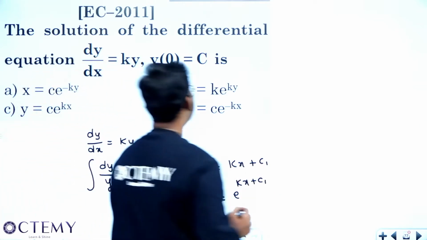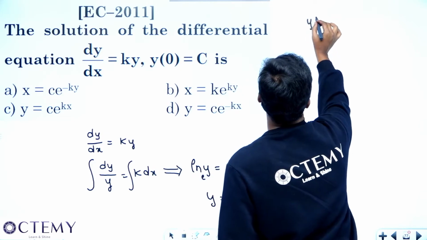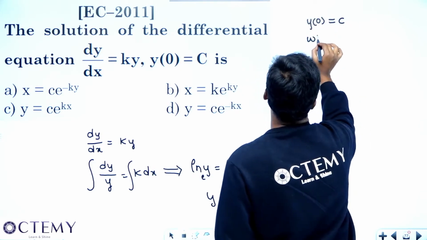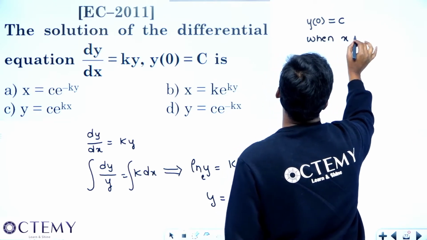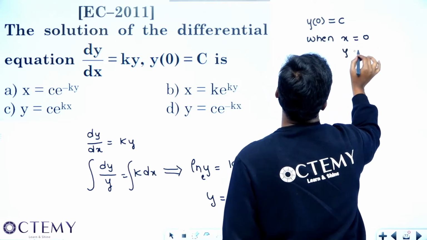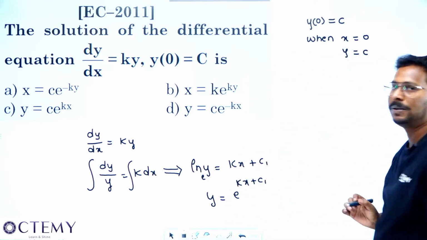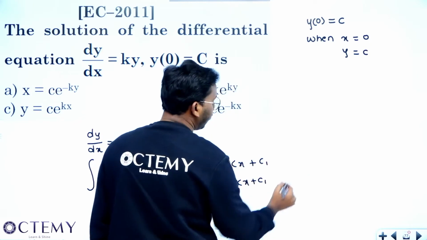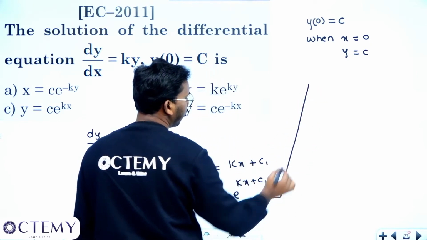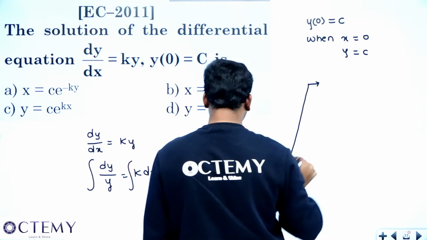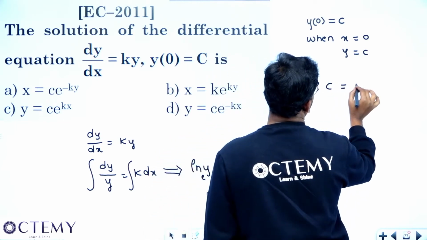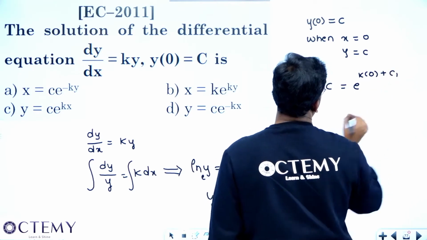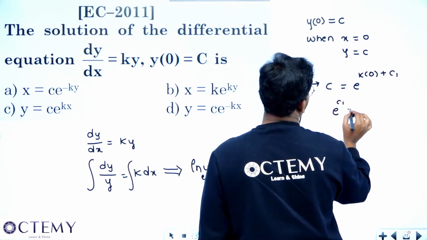Now, what is the initial condition given to us? He is giving us y of 0 is equal to c. What is the meaning of this? The meaning is, when x is equal to 0, y will be equal to c. So if you substitute it here, you will get c is equal to e power k into 0 plus c1. That means e power c1 is equal to c.